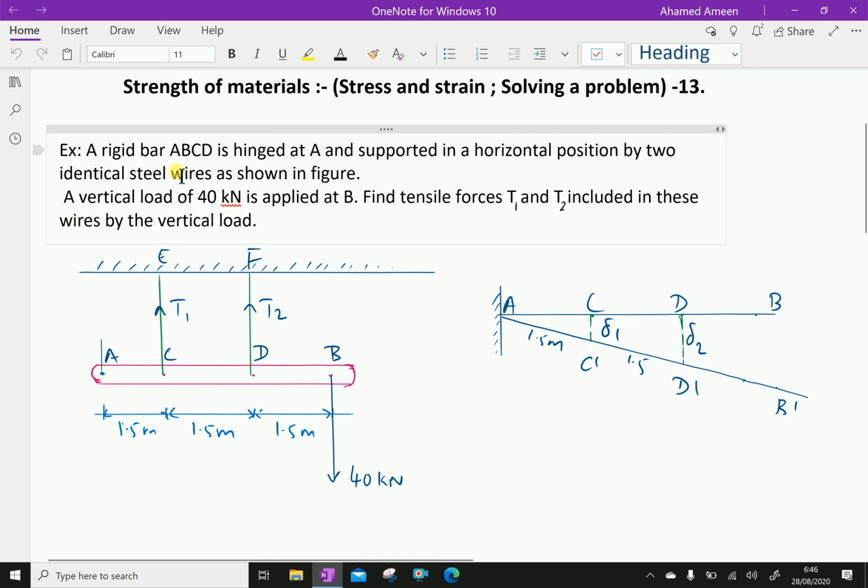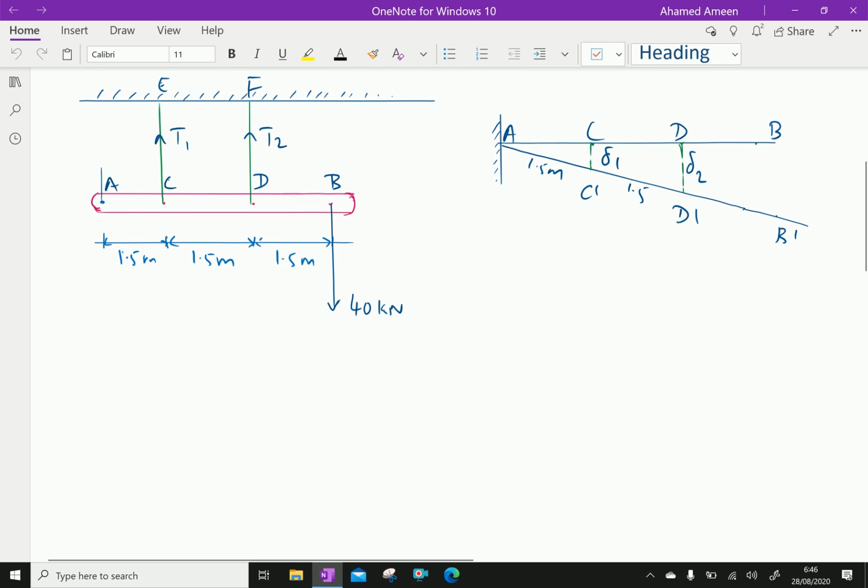Example: a rigid bar ABCD is hinged at A and supported in a horizontal position by two identical steel wires, as shown in the figure. A vertical load of 40 kN is applied at B. Find the tensile forces T1 and T2 induced in these wires by the vertical load. Here, the steel wires are identical.